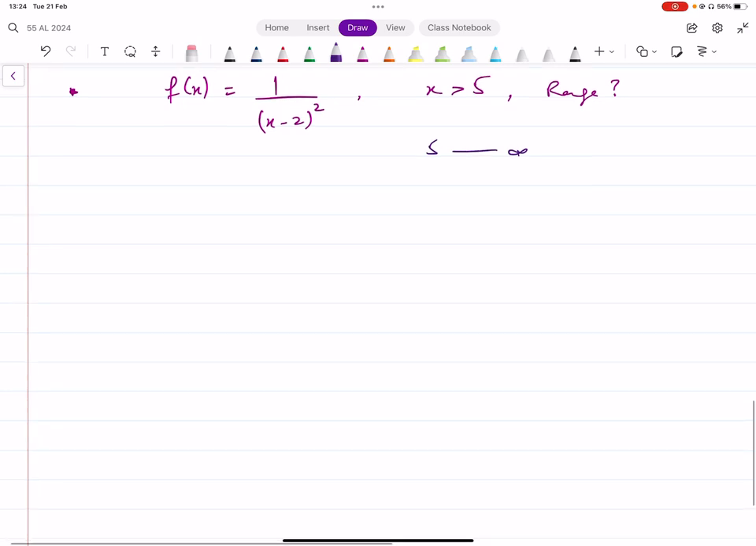Can you input 5 in this function? You can input 5 in it. If you do that, f of 5 gives you 1 over (5 minus 2) whole squared, and that is 1 over 9. So this is one extreme point that we have for the range. Now what's the other end of the domain? It's infinity.